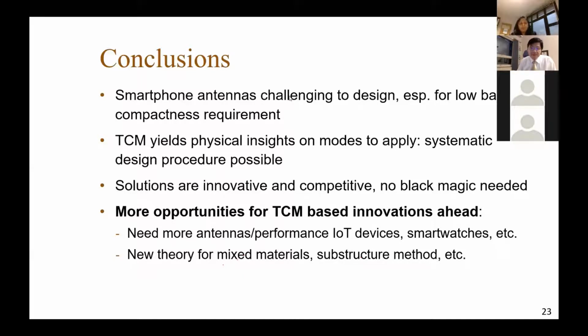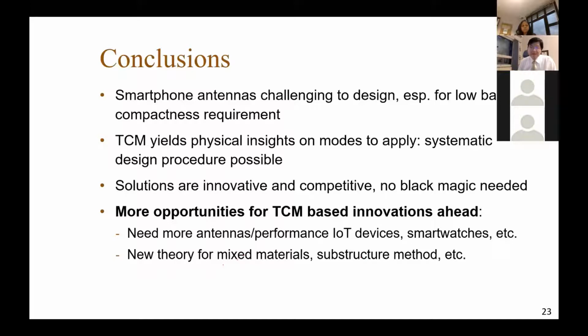Hi, thank you for the very insightful talk. I have a question: can we exploit the wideband antenna behavior with the help of TCM, when multiple modes are merged together for the wideband response?